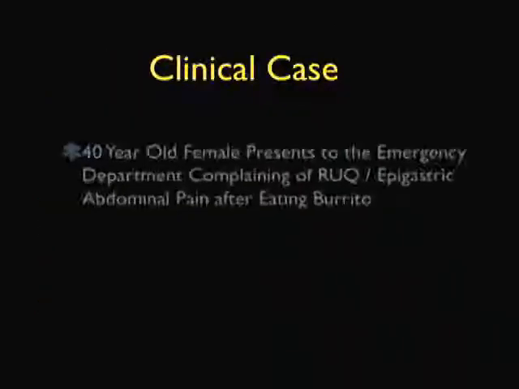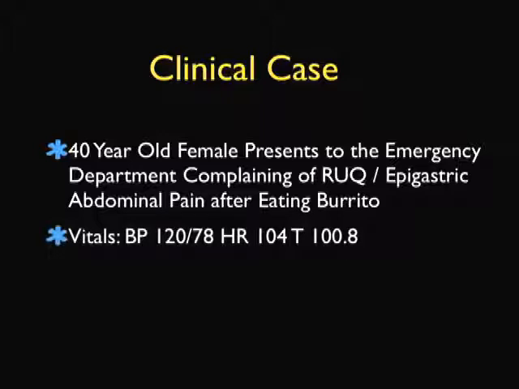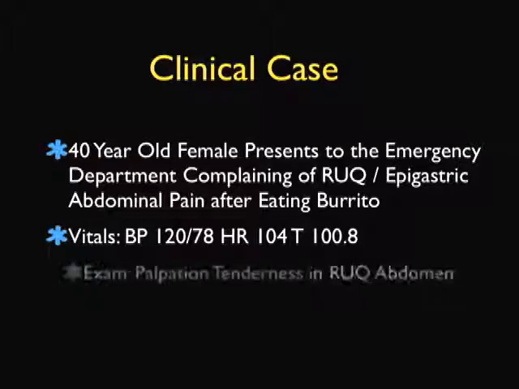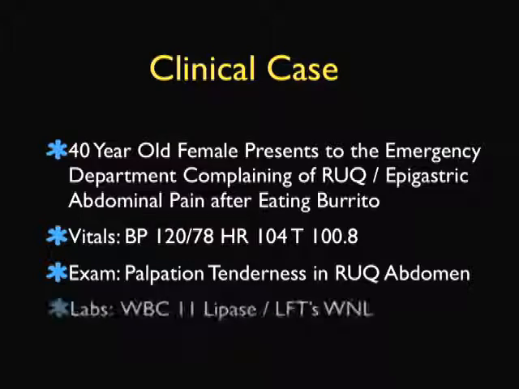Let's begin with a clinical case that highlights the utility of bedside gallbladder ultrasound. Our patient is a 40-year-old female presenting to the emergency department complaining of right upper quadrant and epigastric abdominal pain after eating a burrito. We review her vital signs and notice that she has a mild tachycardia of 104 and a temperature of 100.8. On examination, she has palpation tenderness in the right upper quadrant area of her abdomen, and labs come back. She has a white count of 11. Her lipase and LFTs are within normal limits.